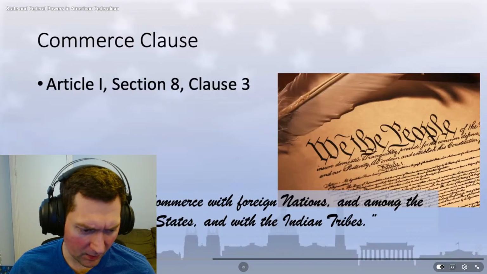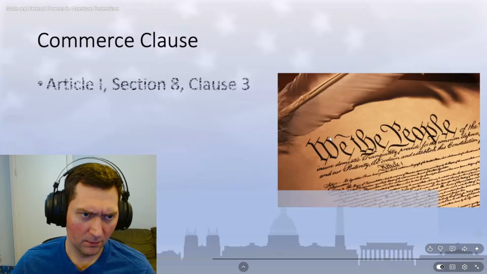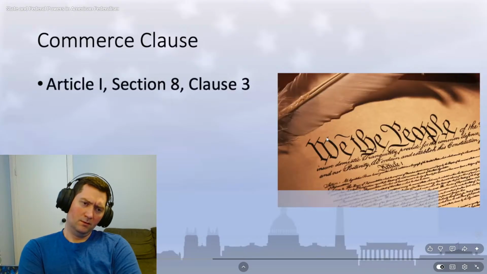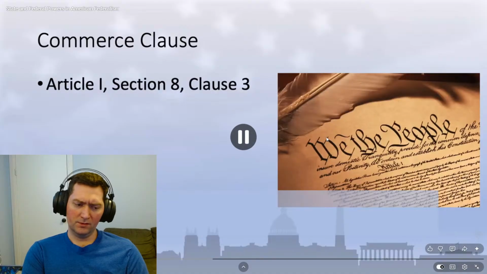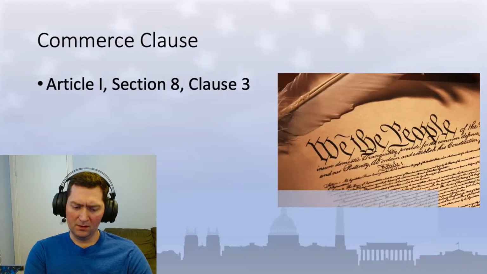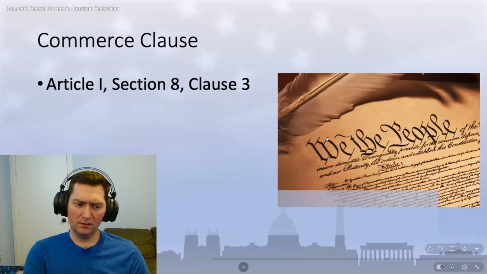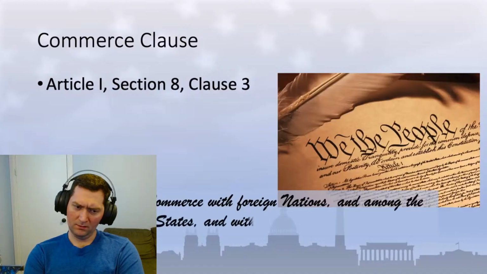Let me hear that one again. Found in Article 1, Section 8, Clause 3 of the U.S. Constitution, the Commerce Clause grants the Congress the power to regulate commerce with foreign nations and among the several states and with Indian tribes. So Congress is the Senate and the House of Representatives, so the elected body.